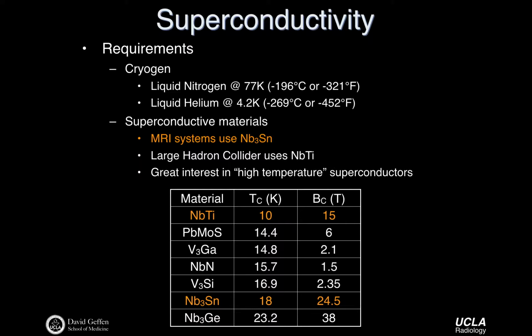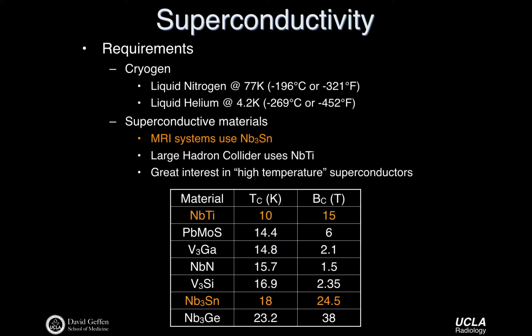Lots of possible material choices. We don't need to get into all of them. MR systems that we use today use this niobium tin superconducting material here. It has a T critical of about 18 Kelvin. It also has a B critical, a critical B field. So it loses superconductivity if the field is above that field strength. And so if the field's too high or the temperature is too high, you're no longer superconducting.